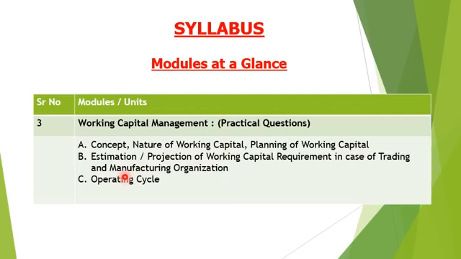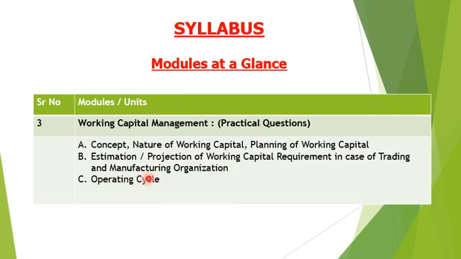Fixed capital means fixed assets, for example, furniture, plant and machinery, land and building, vehicles, computers, equipment. And working capital means the financing required for the day-to-day activities. Also see the nature of working capital and planning of working capital. It's covered in the theoretical part, and there are some practical problems which we have to learn, such as the working capital requirement, the estimation or projection of working capital in the case of trading companies as well as manufacturing organizations.